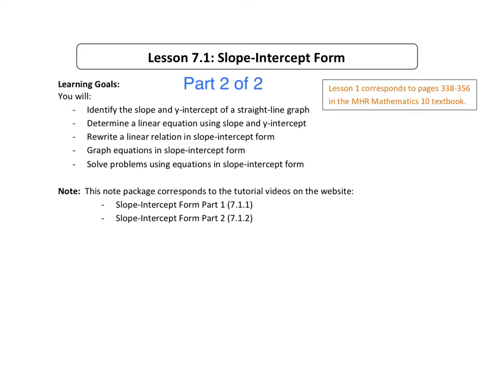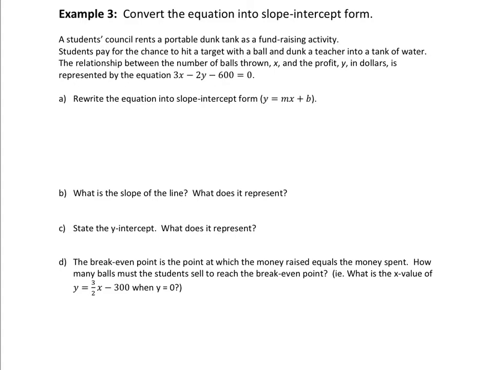This is part 2 of the lesson 7.1 tutorial on the slope-intercept form. We will be covering examples 3, 4, and 5 in the notes package, as well as looking at the key ideas of the section. In example 3, we have a word problem where we need to convert the equation given into the slope-intercept form. So let's look at our problem.